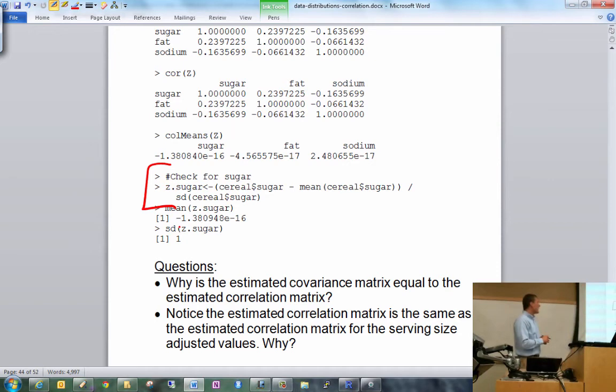So in this particular case, I just pull sugar out of cereal. I find the mean sugar value, and I divide by the standard deviation. What do I have left in the end? I have a variable that now has a mean of approximately 0. It's 10 to the negative 16th power, so that's why that's approximately 0. And then I have a standard deviation. So yes, indeed, I did standardize. This scale function does work.